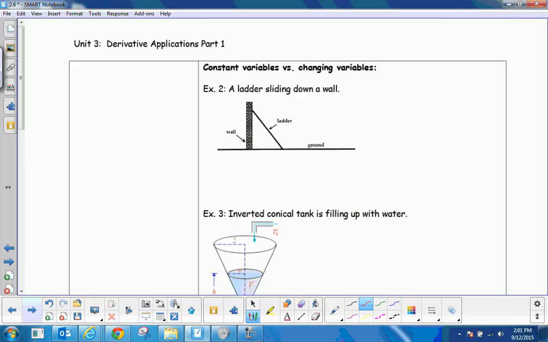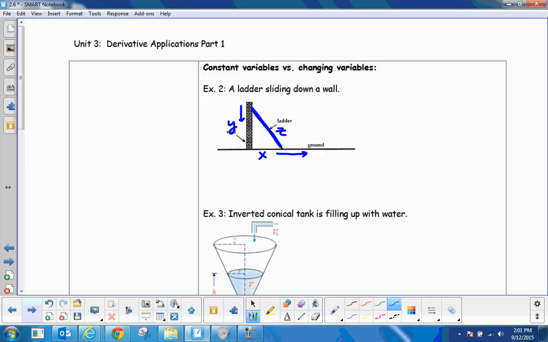Next example is talking about a ladder sliding down a wall. And so if we kind of label what's going on, here's our ladder, and it's sliding down this wall. As it's sliding down, the part making contact with the ground is going to be sliding out. And then if we put some letters with this problem, I usually go back to coordinates, how we would graph points and lines and such. So I would put X for the bottom and I would put Y for that height and then maybe Z for the ladder. You could do L for the ladder if you wanted.